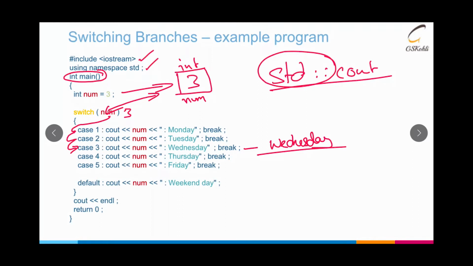And we have a default as well. So if you wanted to write in anything other than 1 to 5, let's say you type in number 0 or number 20 or something, it will say that none of these numbers are matching. So unfortunately, it'll have to give you the default message, which is the weekend day.